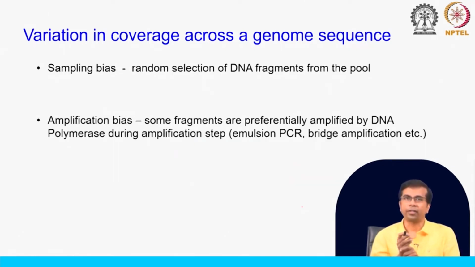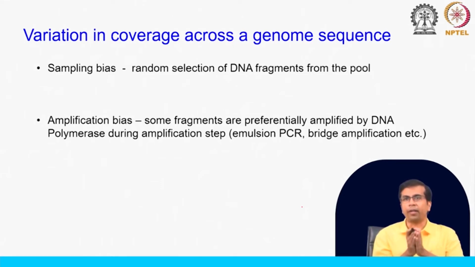I mentioned sampling bias. This is actually because of random selection of DNA fragments from the pool. When you are preparing the library, you are fragmenting the genomic DNA and generating these fragments, and only a part of these fragments you take for the amplification or direct sequencing. So, there is a bias. Sometimes there could be a bias in which region, which fragments you are choosing for the next steps. So, that will be the sampling bias.